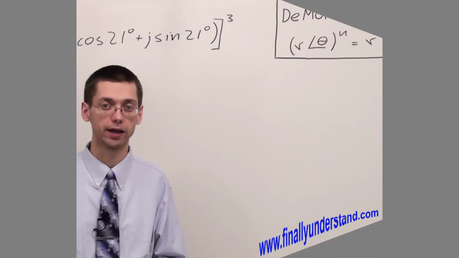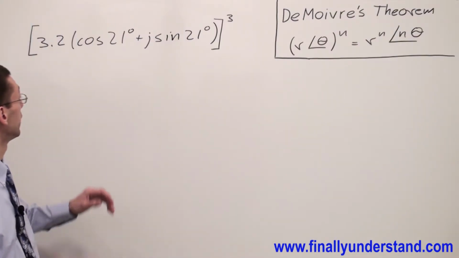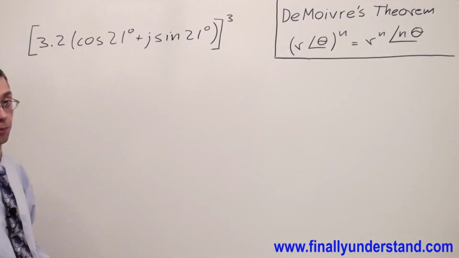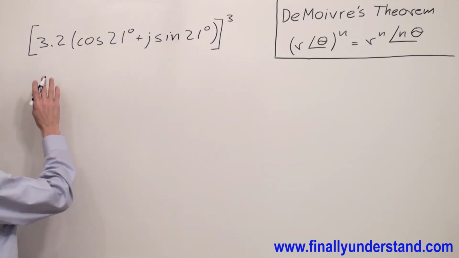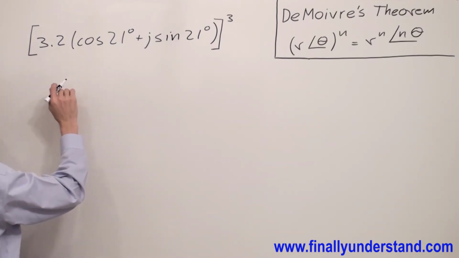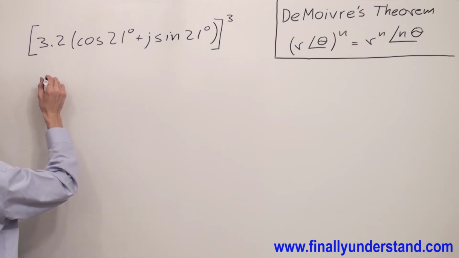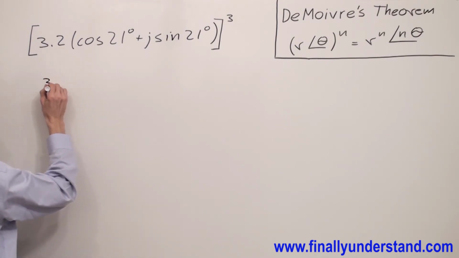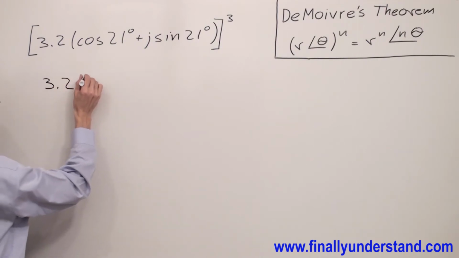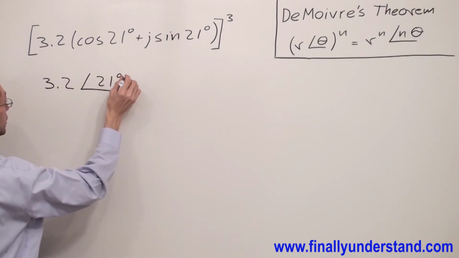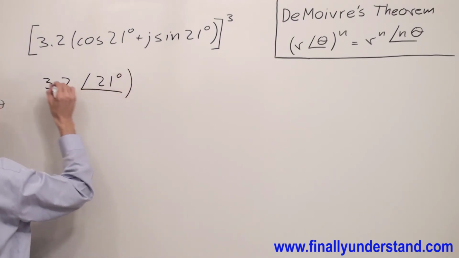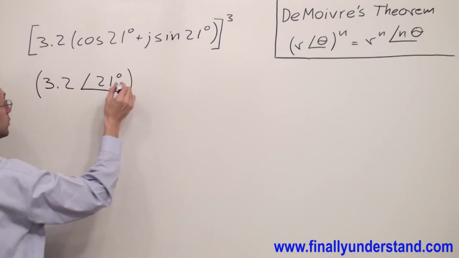This time we're supposed to raise to the third power a complex number expressed in trigonometric form. In order to make this problem look a little bit simpler, I'm going to convert trigonometric form to polar form. I can simply write that this is equal to 3.2 and angle of 21 degrees. Everything is raised to the third power.